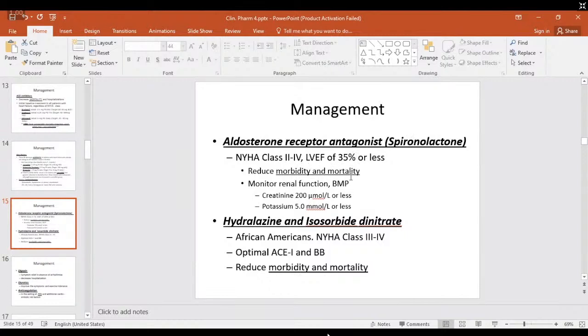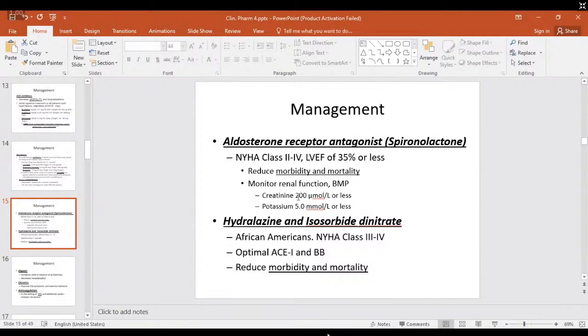And this is one of the must-include drugs in patients with heart failure with an ejection fraction of 35 or less, because it reduces both morbidity and mortality. So if you want your patients to live longer, you must include this drug. Of course, if the patient doesn't have any contraindications.